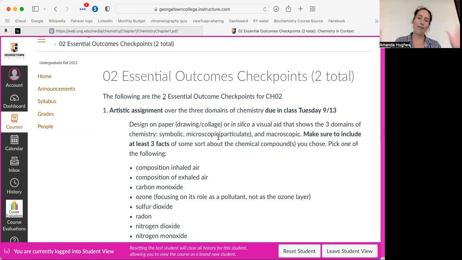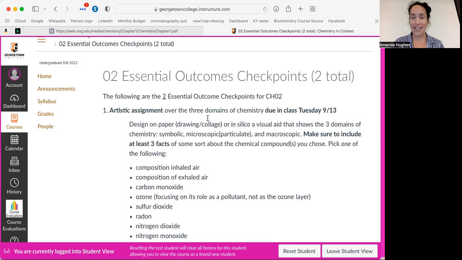So that's the three domains of chemistry, and really a whole goal of chemistry class is to try to get you out of the macroscopic world and thinking more about the symbolic and the microscopic world. So what do the structures of these compounds look like? How are those atoms bound and held together? And then what are those molecular formulas? How would we write that symbolically?